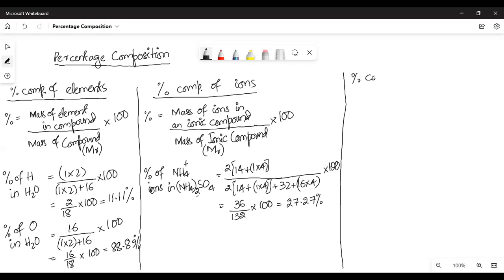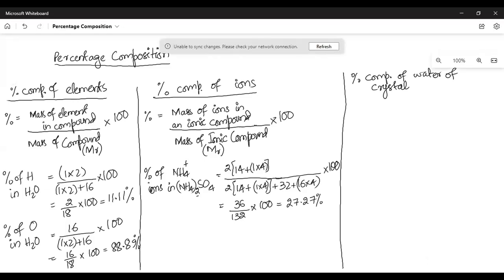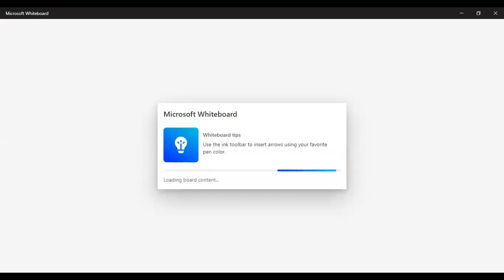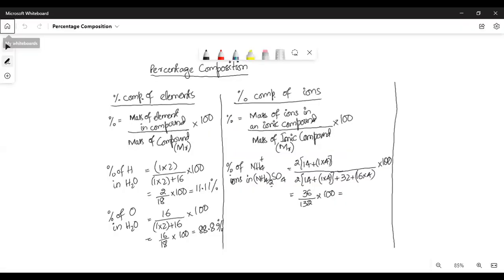Now the third is percentage composition of water of crystallization. Can you still see my screen? Yes, sir.